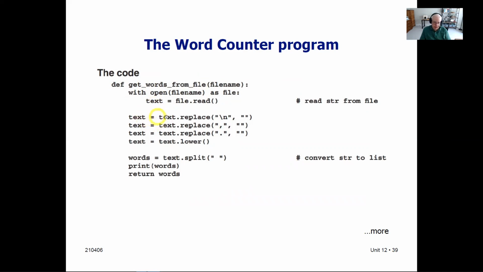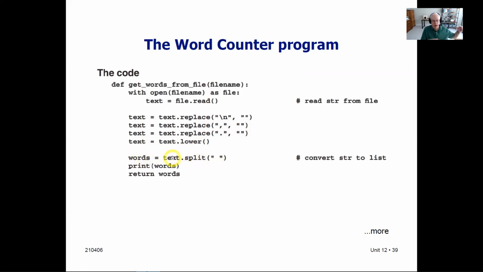Now that we have a string named text, we can use the replace method on that to remove all the end of line characters, the commas, the periods, and so on. We did all that. Okay, so remove all this punctuation and change it to lowercase. And then we're going to split on the spaces in that text.